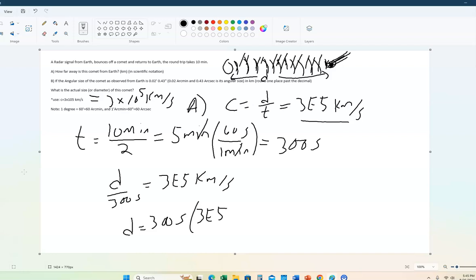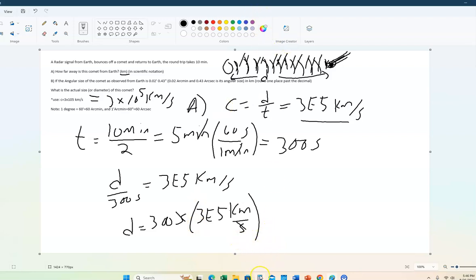Well, sometimes you're going to use 3 times 10 to the eighth. In this particular case, they ask us for the distance to the comet in kilometers, so it's easier to just do this calculation in kilometers per second. The seconds cancel, as they should. So if I multiply, let me get my calculator now: 300 times the speed of light.